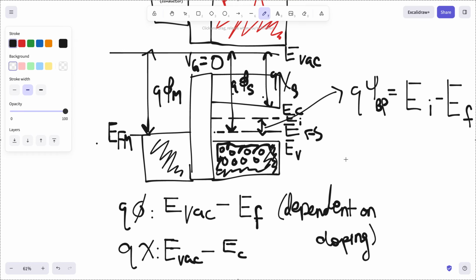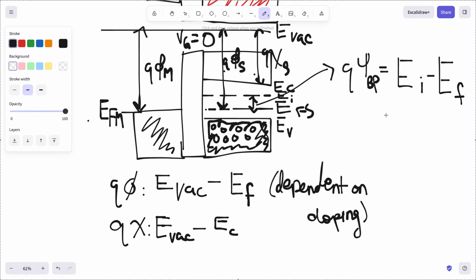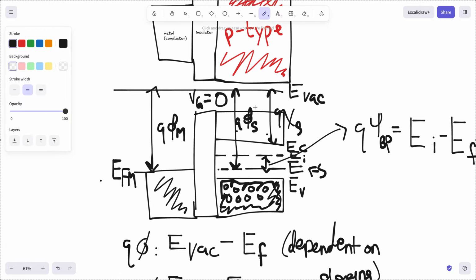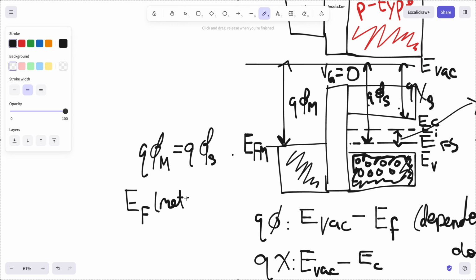Great. Now, these are the key quantities of a MOSCAP that we need to know. One thing I should also mention is that at V sub G equals 0, q phi sub M equals q phi sub S. Or in other words, the Fermi level for a metal is equal to the Fermi level for a semiconductor.